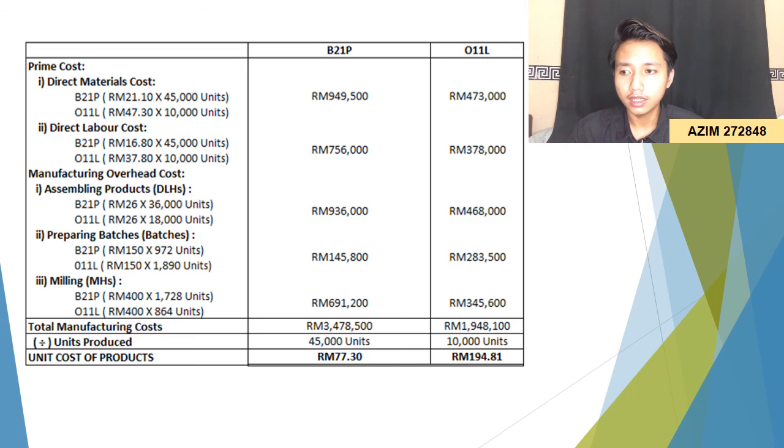So the unit cost of product for the job B21P, the total manufacturing cost is 3,478,500 ringgit divided by 45,000 units, so we get 77 ringgit and 30 cents. While for the unit cost of product for the job O11L, the total manufacturing cost, which is 1,958,100 ringgit divided by 10,000 units, so we get 194 ringgit and 81 cents.